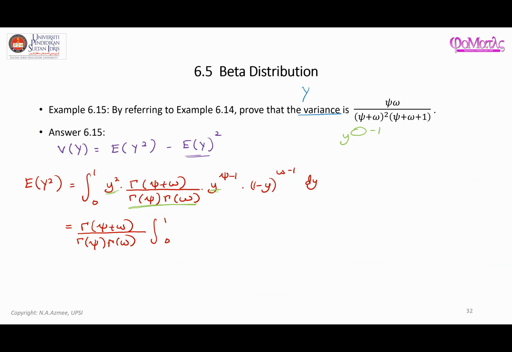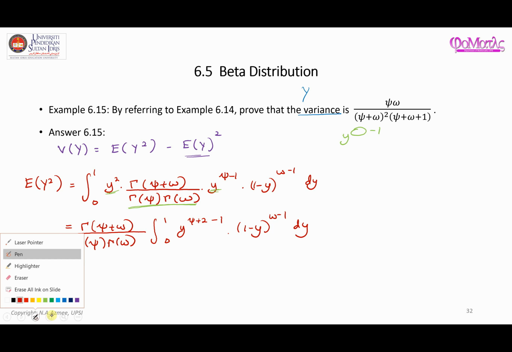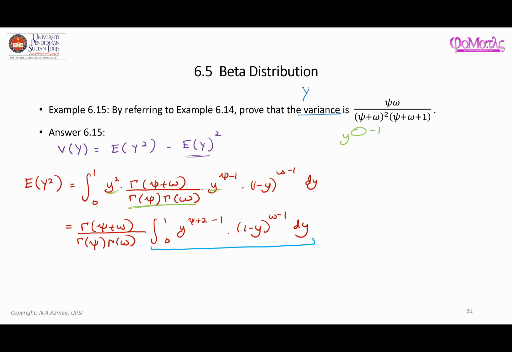Well, therefore, y is going to be written as psi plus 2 minus 1. I've combined the y's in this position and this position, so it becomes psi plus 2 minus 1. And here we've got 1 minus y, omega minus 1 dy. And again, I say this part here can be solved directly using the idea of beta function.